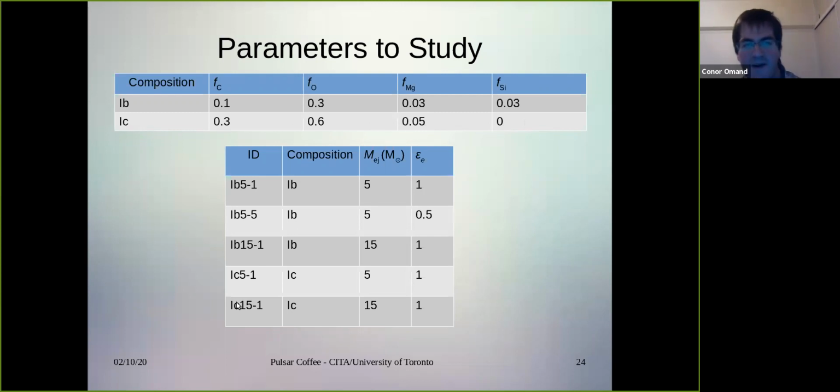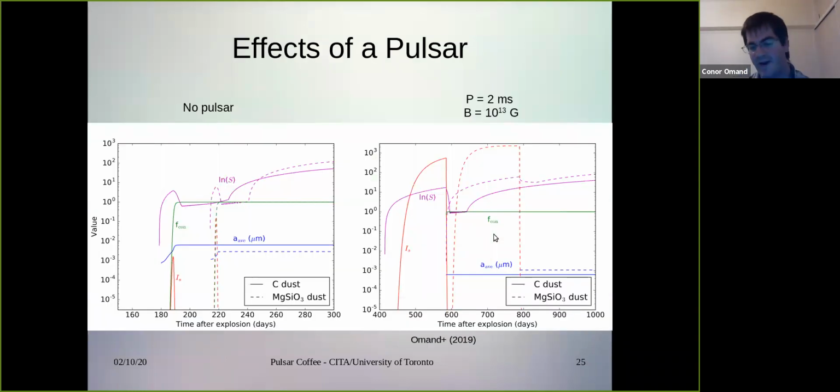And we look at 5 different parameter sets, a few in the 1B, 1C composition with 5 and 10 solar masses of ejecta. And here this epsilon E is essentially a multiplicative factor on the pulsar nebula emission. So this just cuts all the pulsar nebula emission in half. And we just wanted to see what happens with that.